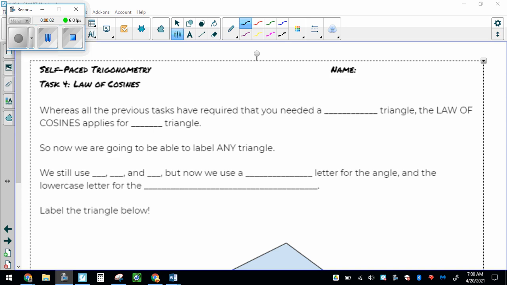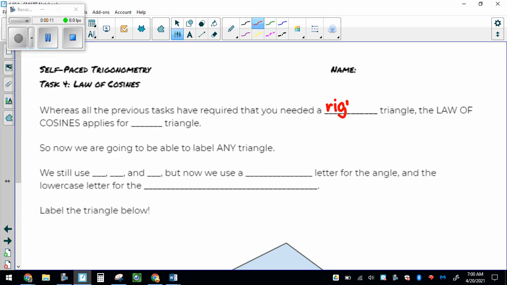So today we are doing law of cosines. All of the previous tests, tests 1 through 3, said that you needed a right triangle, but the law of cosines applies for any triangle. So it doesn't have to be a right triangle anymore. All right. So here's the deal.